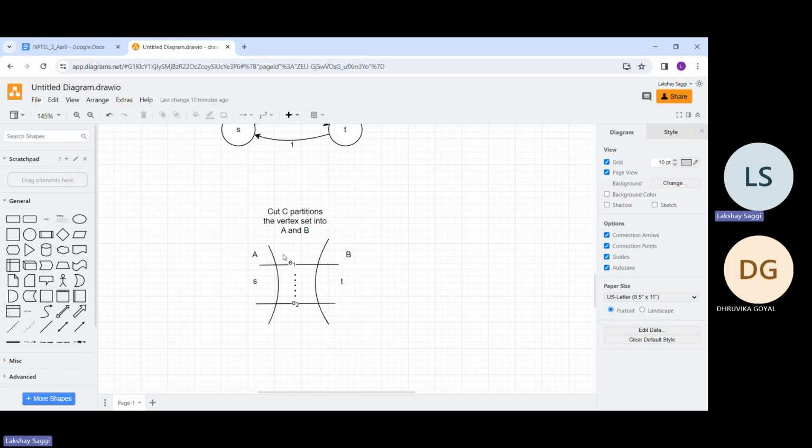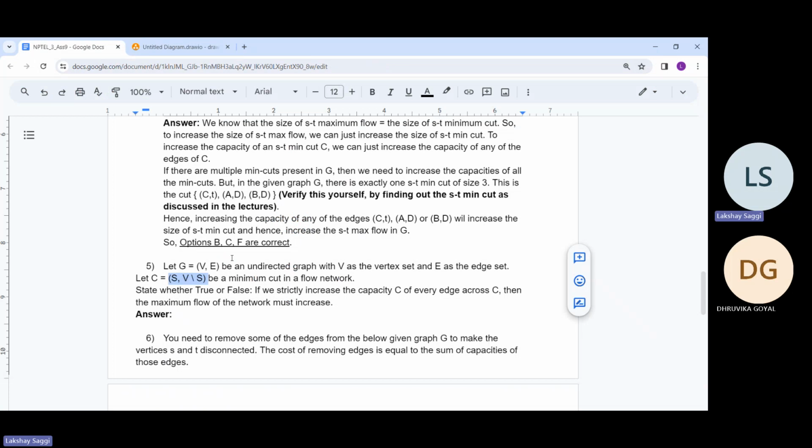Because deletion of these edges causes the vertices to be partitioned into two sets, right? So some people refer to the cut as this partition of vertices, and some as the set of edges. Both are okay, and it is problem dependent, easily deduced from the context. Here S comma V minus S is the partitioning of the vertices induced by the edges of the minimum cut. Now we need to answer whether the following statement is true or false: if we strictly increase the capacity C of every edge across C, then the maximum flow of the network must increase.